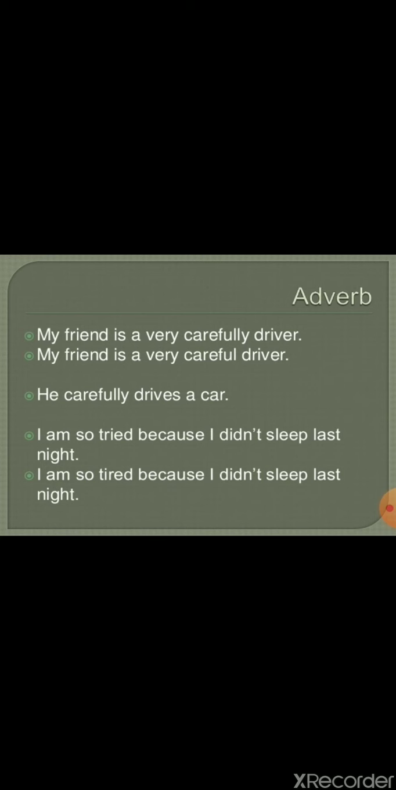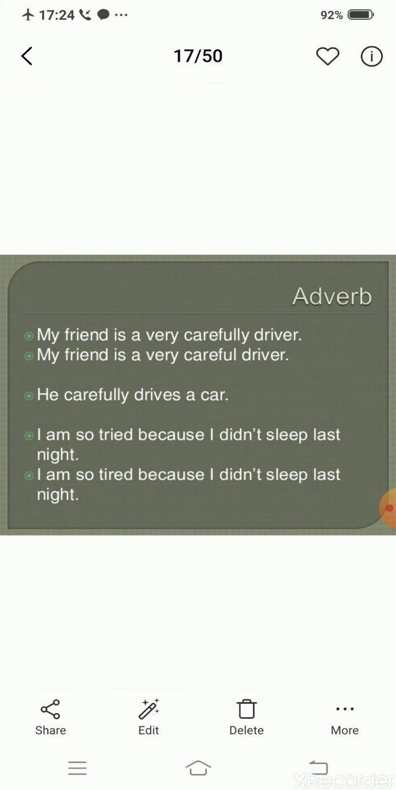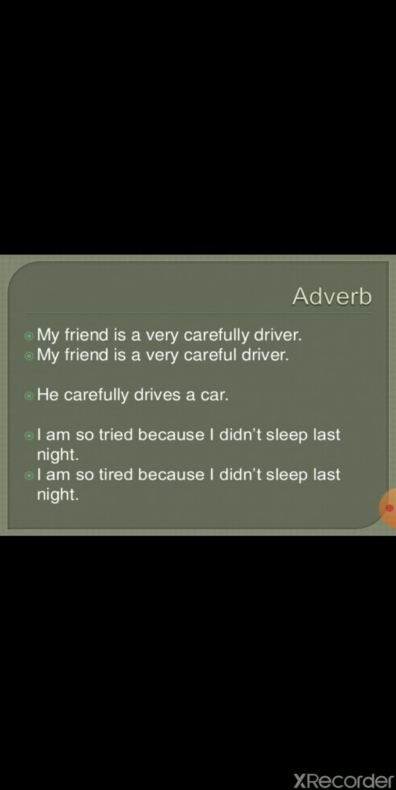I'm so tired because I didn't sleep last night. So where do you find the error? I'm so tired. Read it again. I'm so tired because I didn't sleep last night. Any error? No, there is no error. It's a correct sentence, just to make you confused like that. Moving ahead.